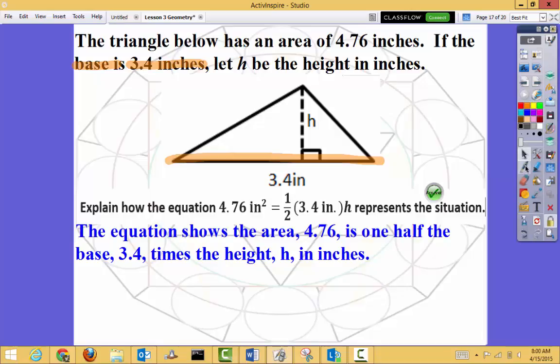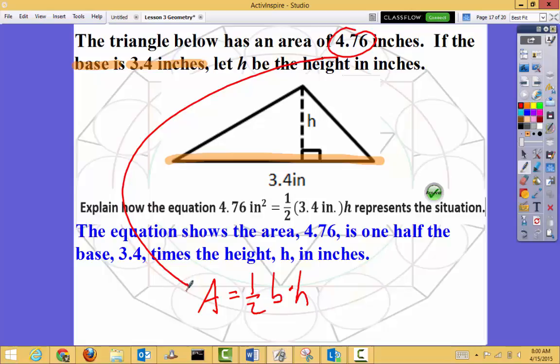Well, the equation shows that area equals 1/2 base times height. So my area, the equation is telling me, is 4.76. This 3.4, or 3 4/10, well, that is my base. So I'm taking that base and I'm putting it into my expression. So the equation shows the area, 4.76, is 1/2 the base, 3.4, times the height h in inches.